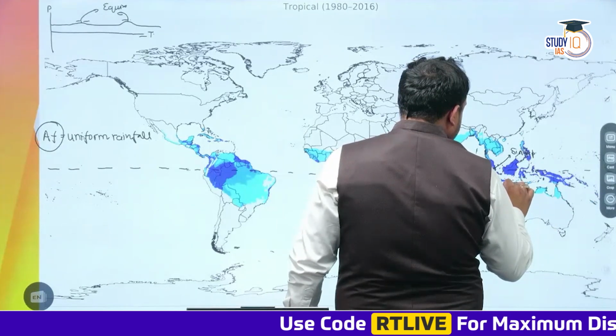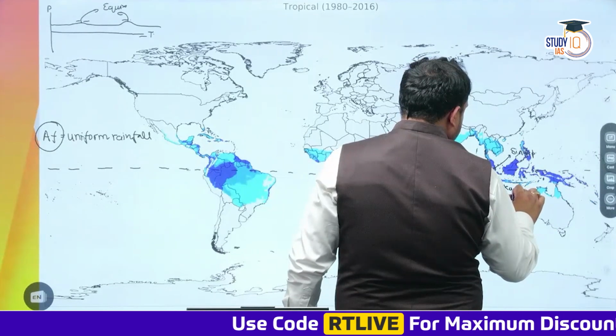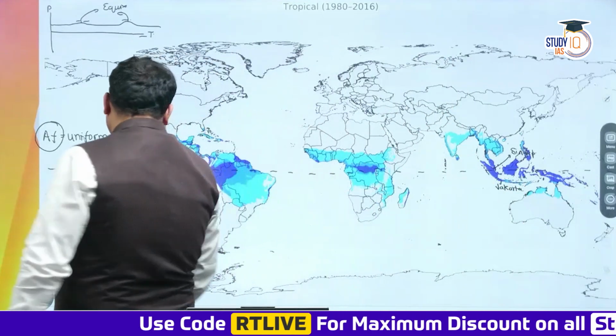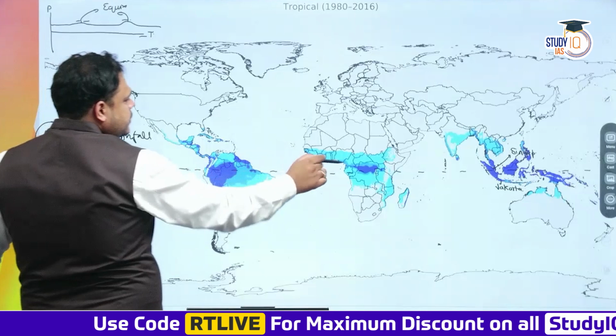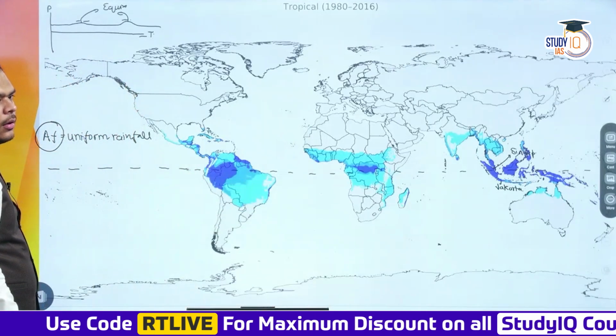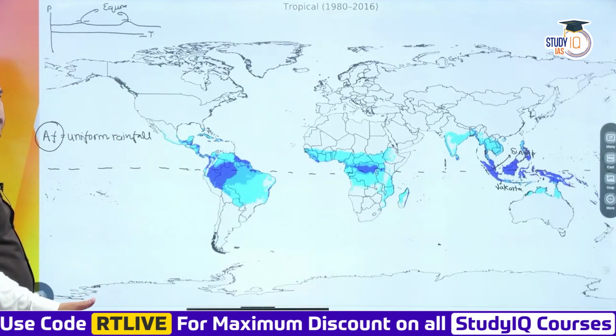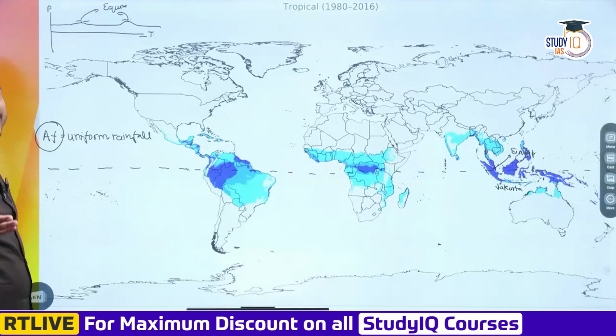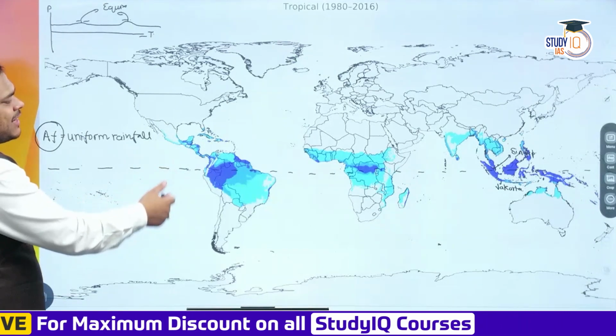Jakarta is located here. Guys, please understand. Now, there is no big city in these regions. Why? Forest, plus this is the New World. In the Amazon, you know there are many uncontacted tribes. So this is sparsely populated.